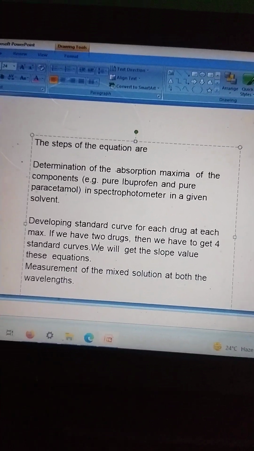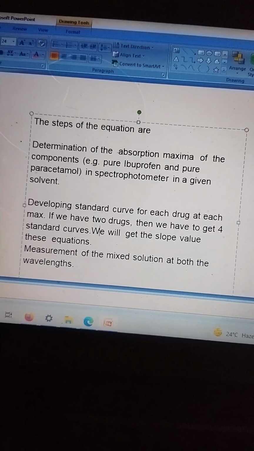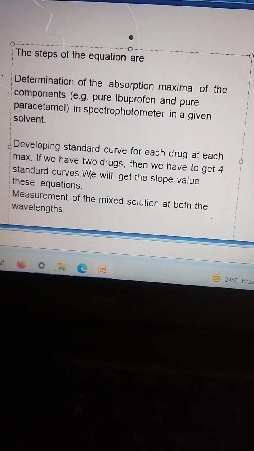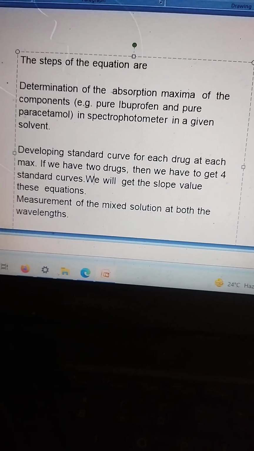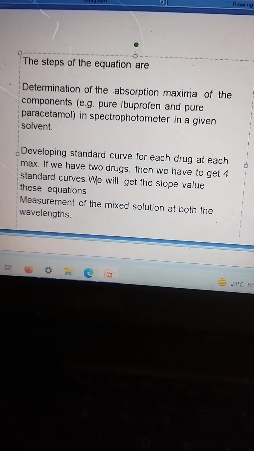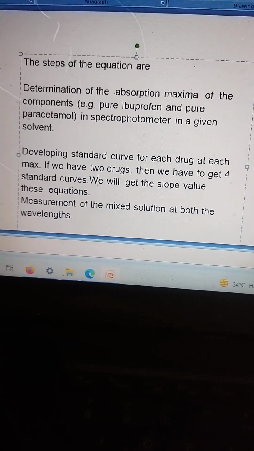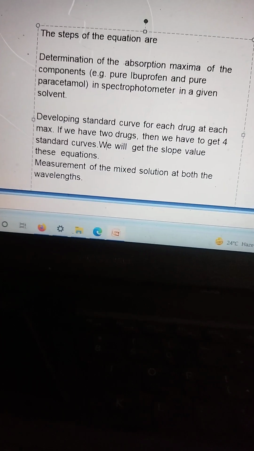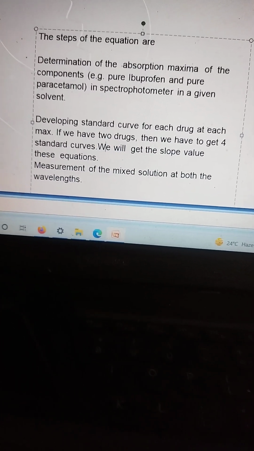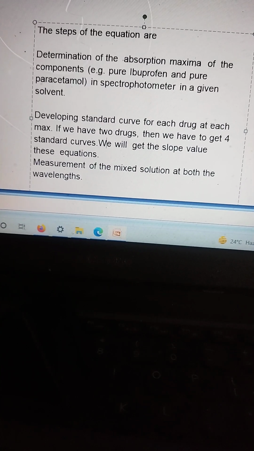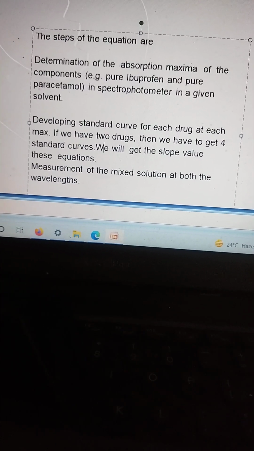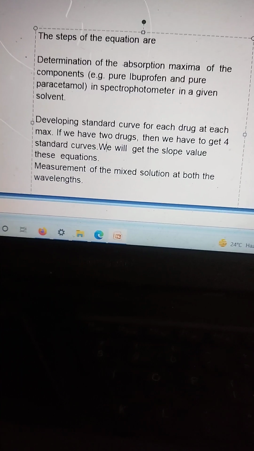Now, see what are the steps for this practical. The very first thing is that you have to find out the absorption maxima by scanning. If we use ibuprofen and paracetamol, we have to get the absorption maxima for these drugs. Next, the most important thing is development of standard curve. We have taken two drugs, so there are two maxima. You have to develop standard curves for each drug at each maximum. That means 2 into 2.